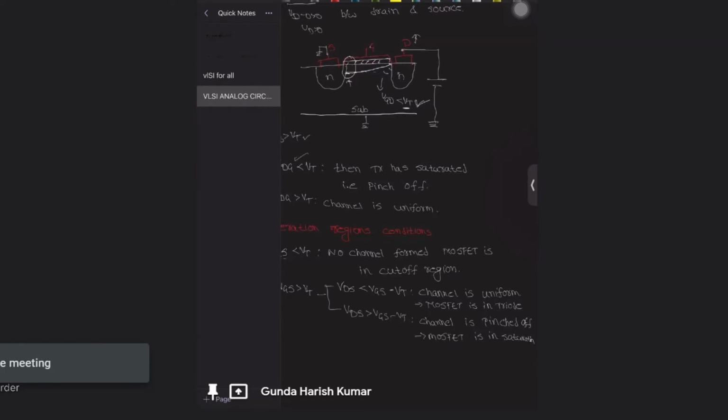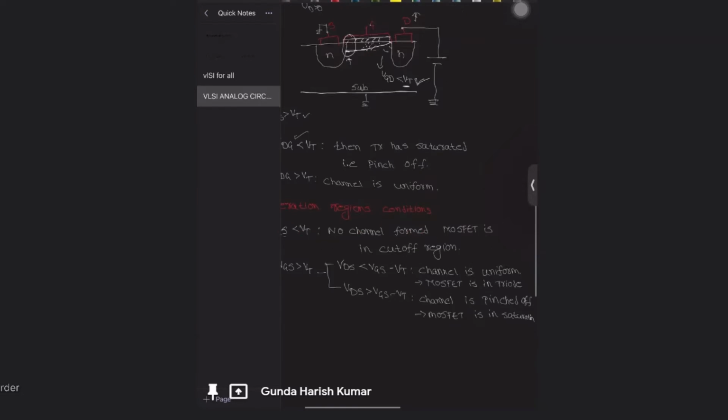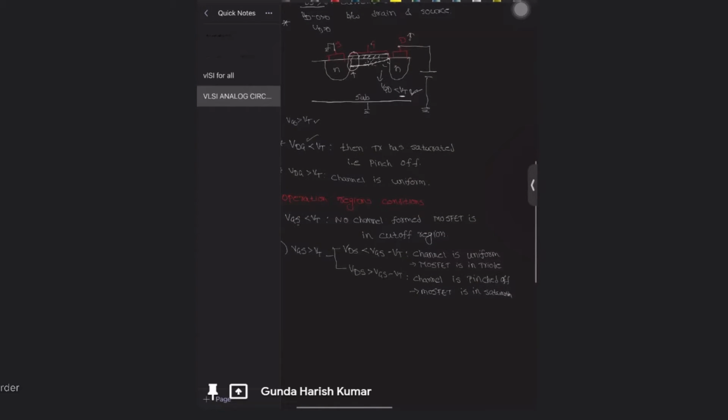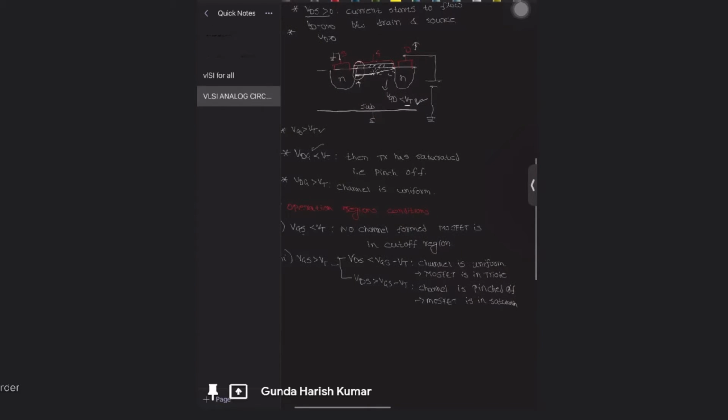And if you go on increasing the VD, if VDS is equal to VGS minus VT, pinch off happens. If you go on increasing, the channel keeps decreasing. At a point, if VD is much larger, there will be a breakdown. If VD reaches a very high value, there will be a breakdown because the channel reaches up to the source, and that leads to a breakdown condition. Till here, there are no doubts.